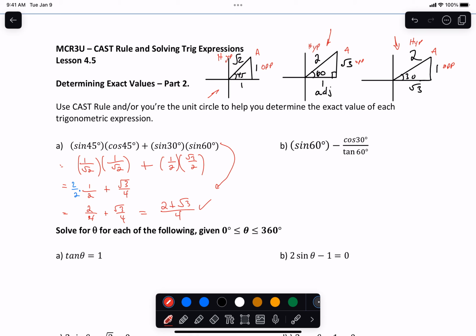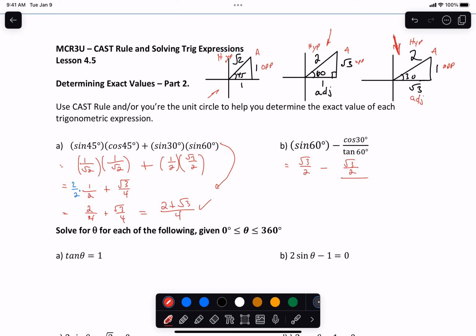Okay, let's go do the next one. So the sine of 60 degrees. The sine of 60, we already know from the last question, is being root 3 by 2. Okay, so we're going to get root 3 by 2 minus, now I need the cosine of 30. The cosine of 30, I'm back on this triangle up top. Cosine this time is going to be adjacent over hypotenuse, which is going to be root 3 by 2.